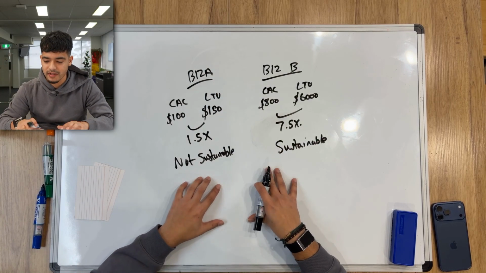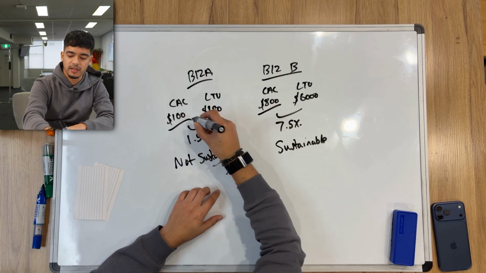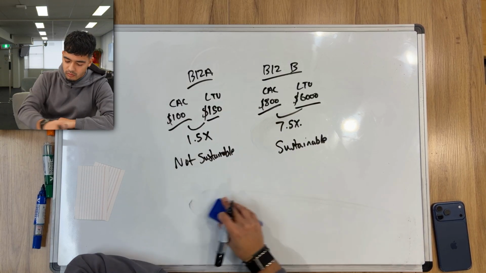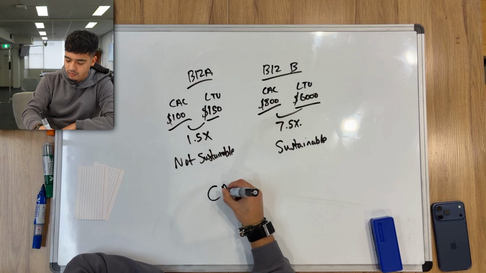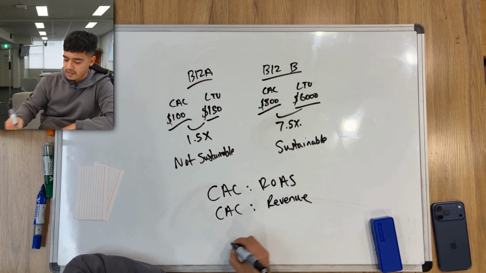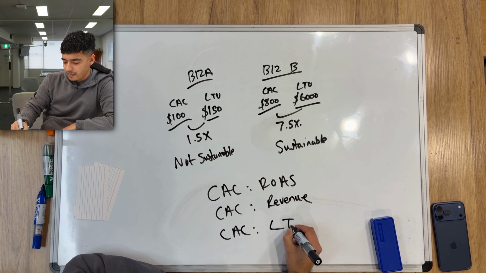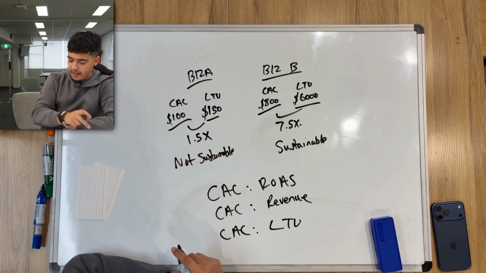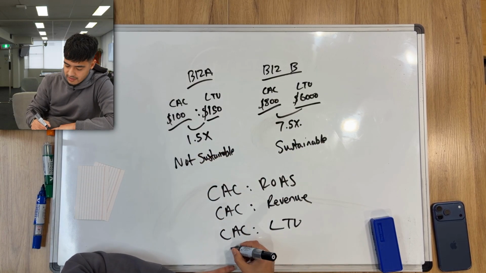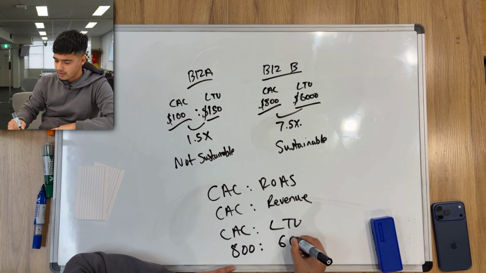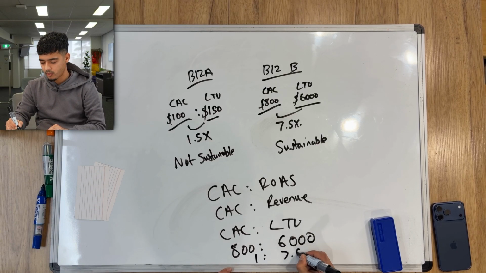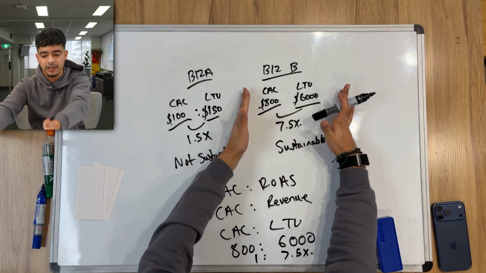This proves to us exactly why business owners need to start focusing on CAC and lifetime value as a comparison. So rather than comparing CAC to ROAS or CAC to revenue from a first-time customer, we need to be doing CAC to lifetime value. For example, over here, it was 100 to 150. And on the right example, which is what your business needs to aim to be like, is 800 to 6,000, which is a ratio of 1 to 7.5x return. You need to aim to be like business B.